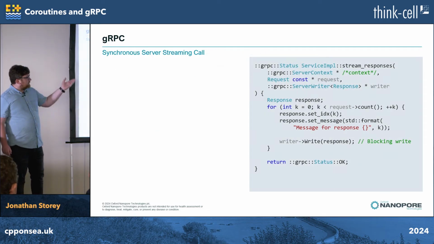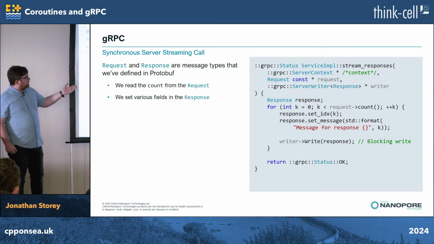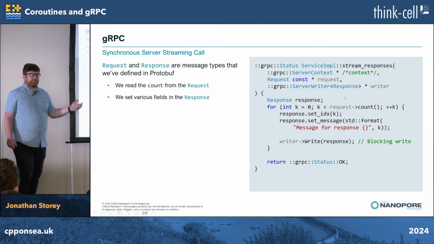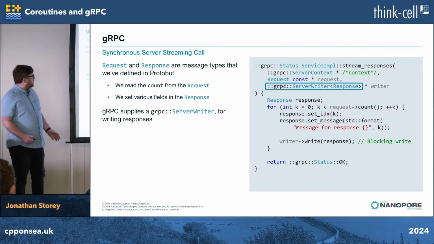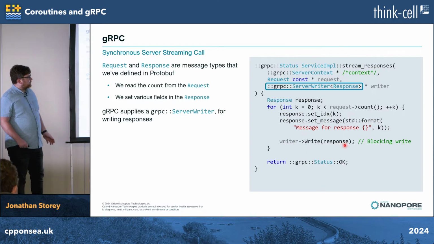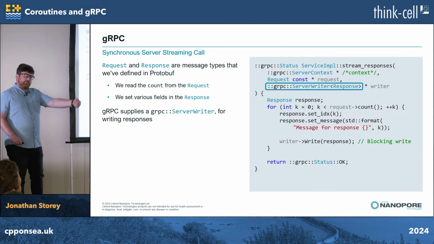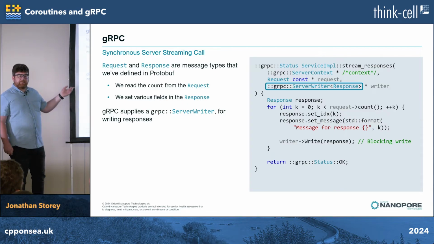So the synchronous implementation is pretty straightforward. You've got request and response up here, and their message types are defined in our protobuf file. They've been compiled into C++ types, and you can read the count from the request. You can set an index in the response. gRPC gives us this server writer object, and we can use that. We can call write and give it our response, and it'll write that response from the server to the client. And this is a blocking function, and remember, we're running on one thread per simultaneous call. So this blocks the thread until the write's complete.